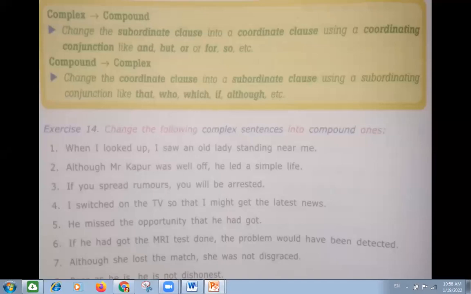Repeat it again, Vansh. Mr. Kapoor was well off, comma. Still, he lives a simple life. Still, he led a simple life, sir. Led, better led, L-E-D, led. Yes, sir. Still, he led a simple life. Very good, correct. Let's go to the next exercise.